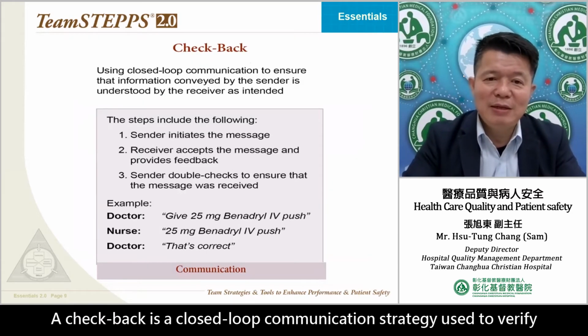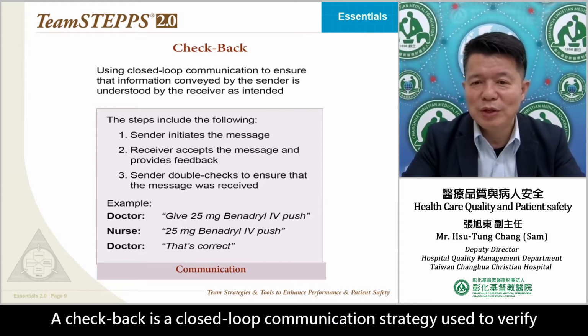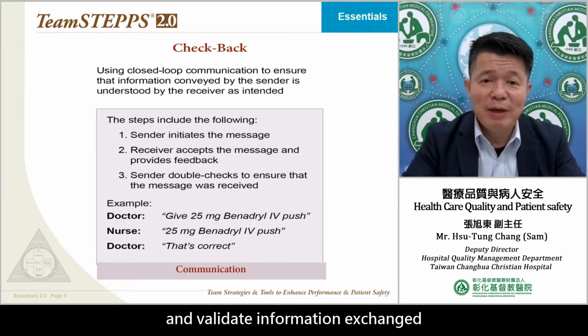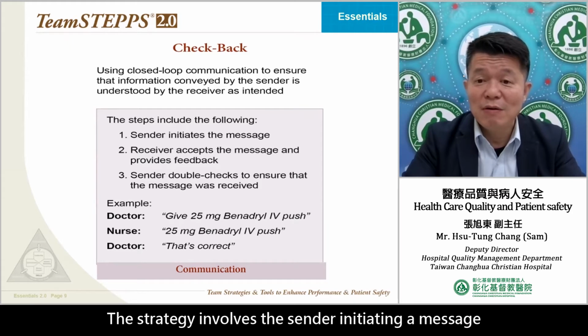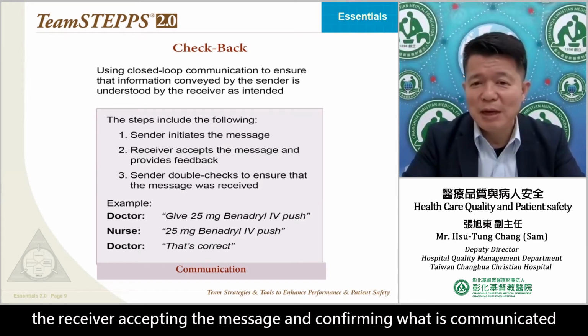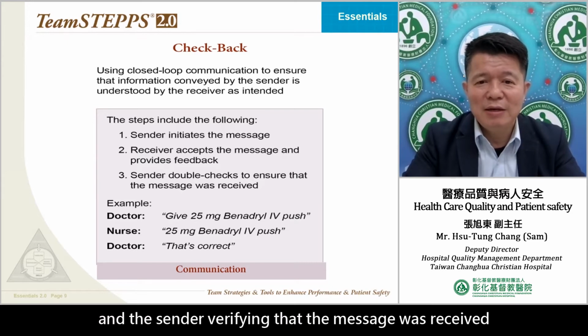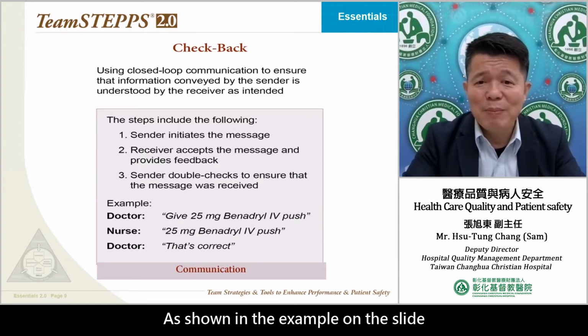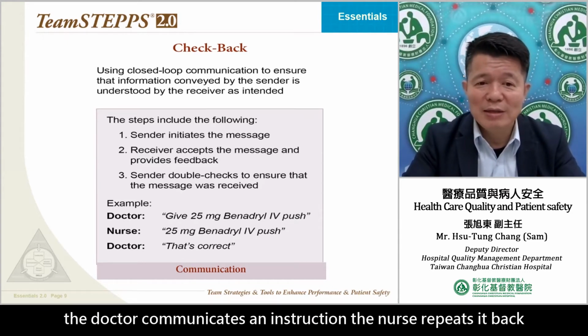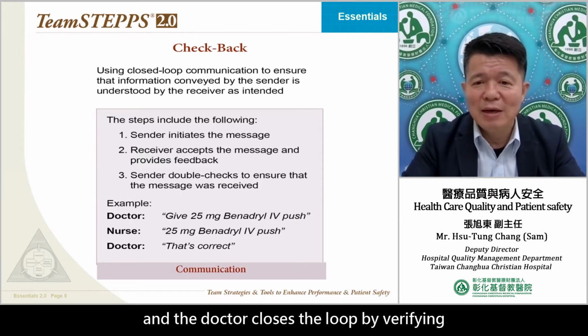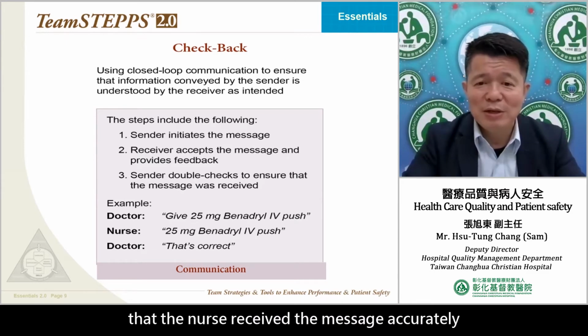Checkback. A checkback is a closed-loop communication strategy used to verify and validate information exchange. The strategy involves the sender initiating a message, a receiver accepting the message and confirming what is communicated, and the sender verifying that the message was received. As shown in the example on the slide, the doctor communicates an instruction, the nurse repeats it back, and the doctor closes the loop by verifying that the nurse received the message accurately.